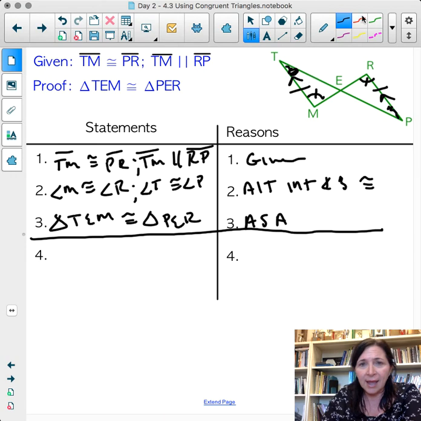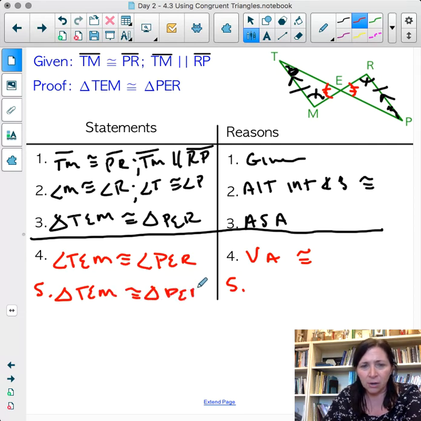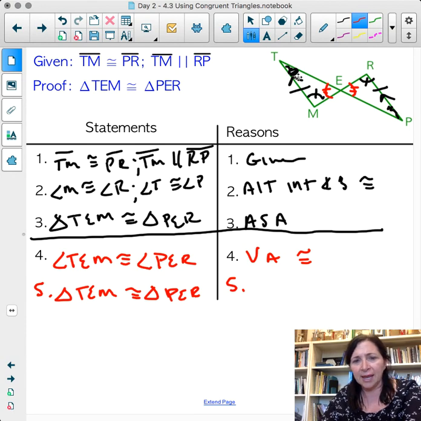But I would say that there is another way to show that these two triangles are congruent. And that's also to say this angle here is congruent to this angle here by vertical angles. If I had done that, I would say angle TEM is congruent to angle PER, because vertical angles are congruent, the vertical angle theorem. If I went that route, then I could also say, of course, that TEM is congruent to triangle PER, but I wouldn't say angle side angle. I would say angle angle side.